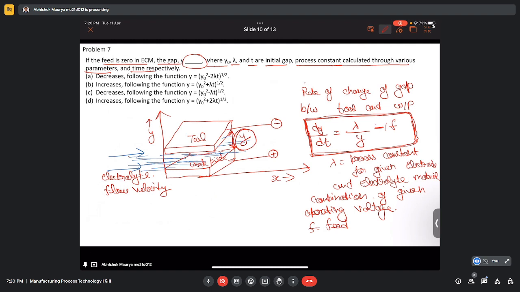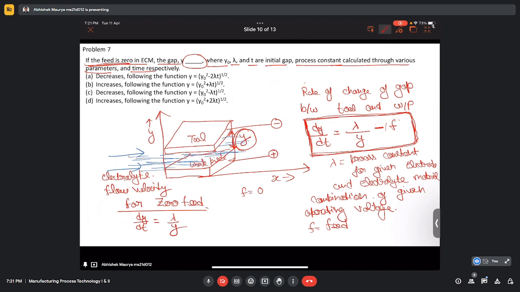Out of those conditions, one of the conditions is if the feed is 0. So the feed which is given here, this value is 0. If F is equal to 0, then what are we left with? We can write for 0 feed: if F is equal to 0, then we will get dy by dt is equal to lambda by y.